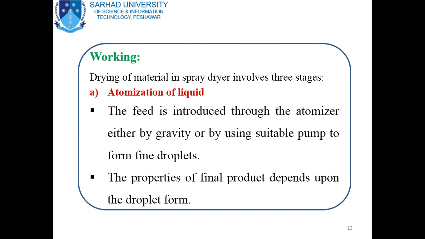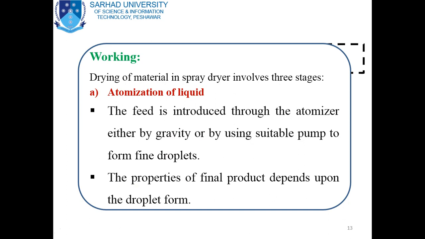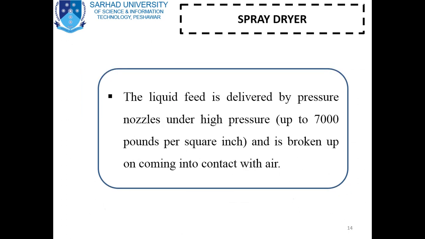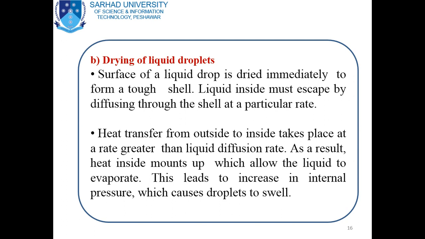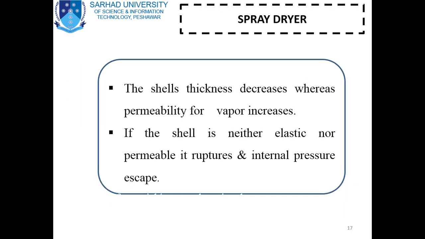Now, how does this equipment work? Drying is the primary work of the spray dryer, and the drying of material involves three stages. The first stage is atomization of the liquid that is to be dried. The second is drying of the liquid droplets, and the third is recovery of the dry product.